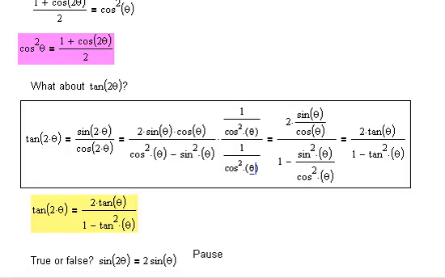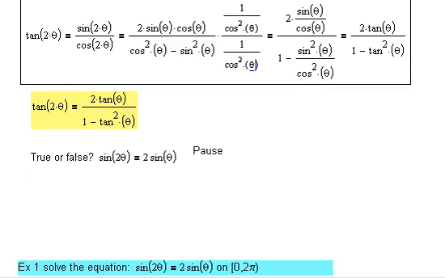Okay, true or false? Sine of 2 theta equals 2 times the sine of theta. Stop and think about that. Now resuming from the pause. It looks good, doesn't it? It looks like it would be correct. However, it isn't. As a matter of fact, it's hardly ever correct.